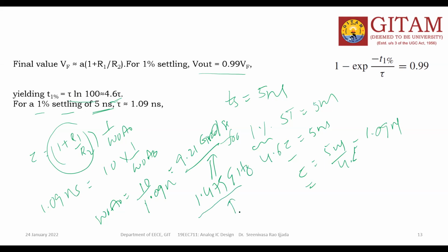This is nothing but the small signal bandwidth. Do you understand? Yes, sir. So for this circuit with all these assumptions and the given values, you got the small signal bandwidth of 1.47 gigahertz. And what is the time constant you got? The time constant is 1.09 nanoseconds.